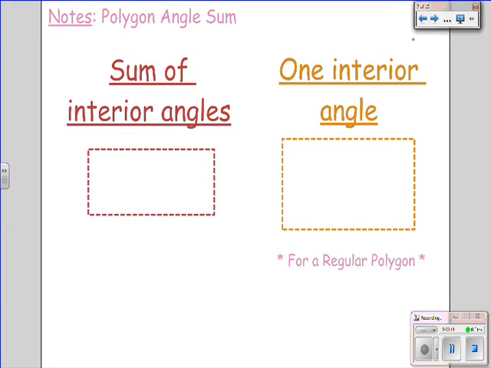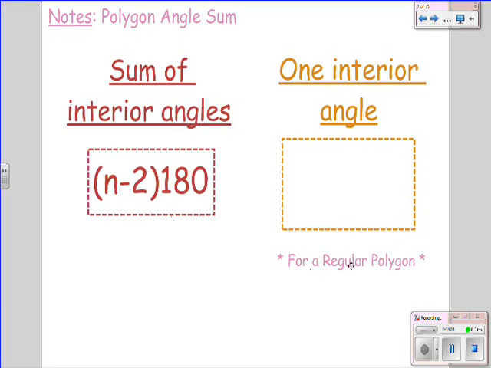All right, so let's look at some formulas now when it comes to polygons. In class, if you remember, we actually looked at a chart and built the chart. Here we're just going to go straight to the formulas. The sum of the interior angles: if I have a polygon with whatever amount of sides, and I want to know what all the angles on the inside add up to, I use this formula, n minus 2 times 180.